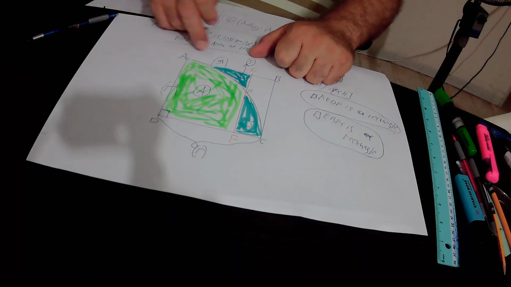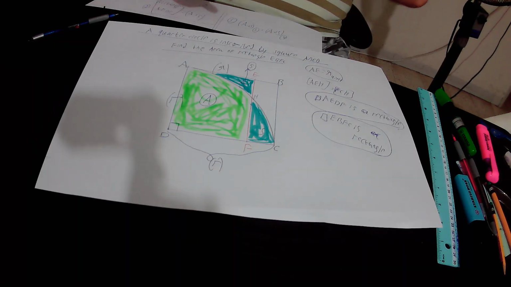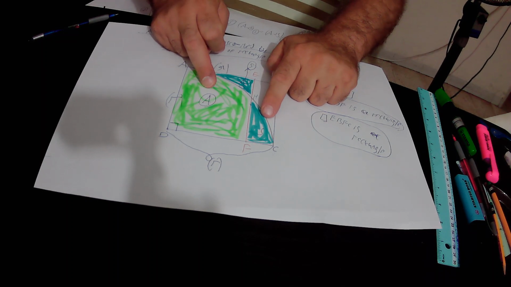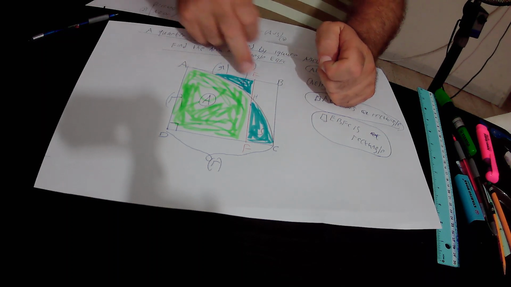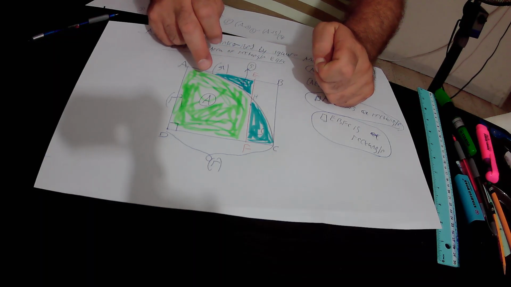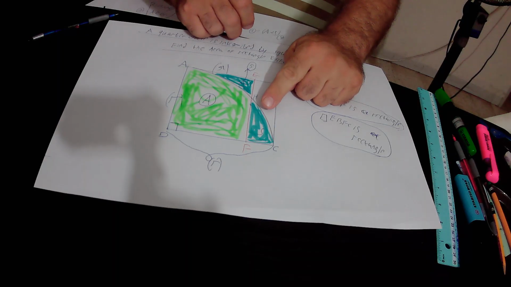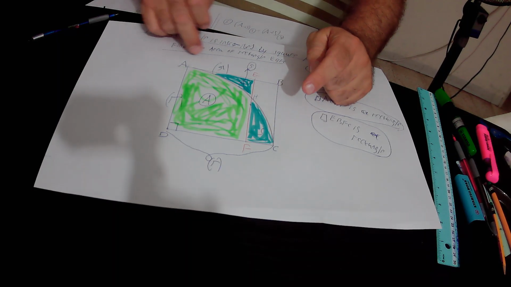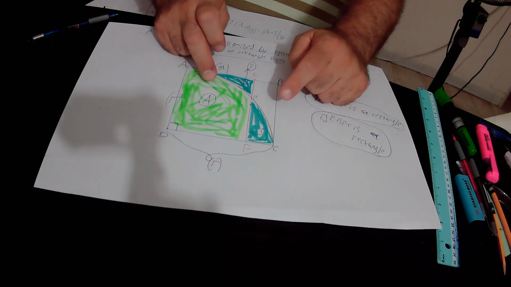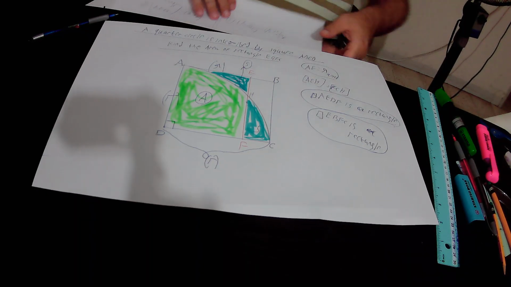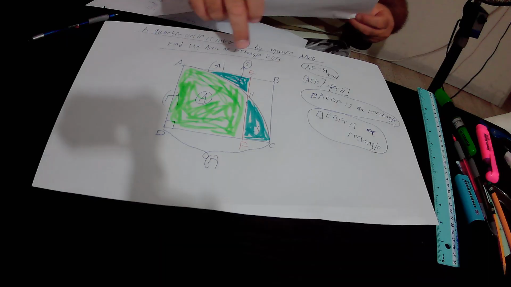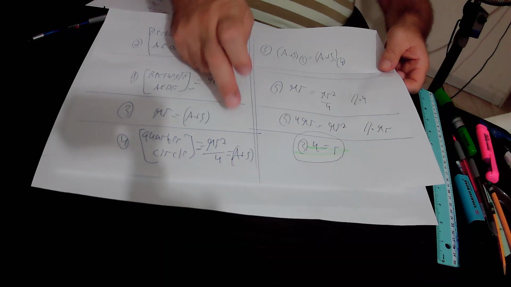the area of the quarter circle must be equal to the sum of the areas of the two components that it consists of. The first component is this green shape, and the second component is this blue shape. So the sum of the areas of those two components is actually A plus S. So from the other side, the area of the quarter circle must be equal to A plus S.